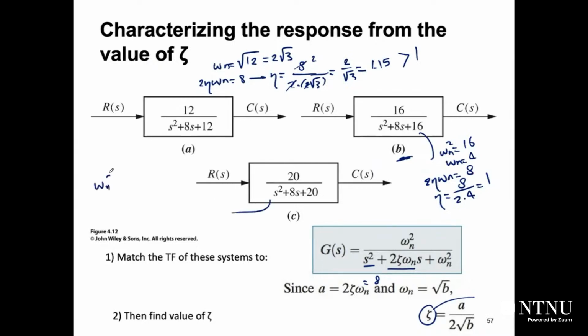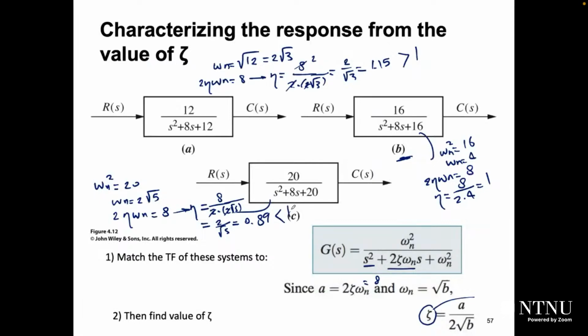So omega n square equal 20. So omega n will be 2 times the square root of 5 radian per second. 2 zeta omega n will be 8. So zeta will be 8 divided by 2 multiplied by 2 square root of 5. So it will be 2 divided by square root of 5. I will do it on my calculator. So it will be 0.89. So it's under 1. It's less than 1, right?